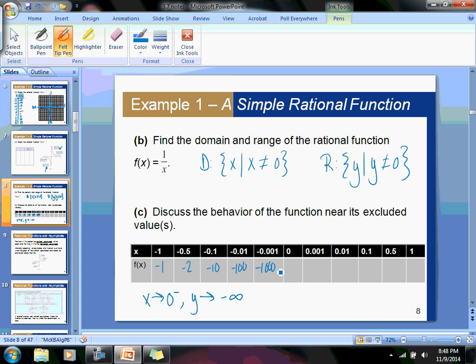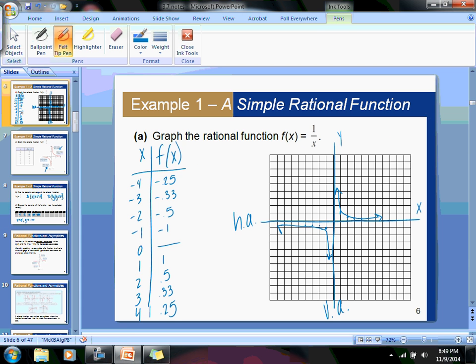So if I keep getting even closer to 0, if I did -0.0001, I would get -10,000. So we're going to keep getting closer and closer towards that negative infinity, but we're never going to get to 0. Okay, now remember at 0, the graph doesn't exist. That was like what we had in our table here.